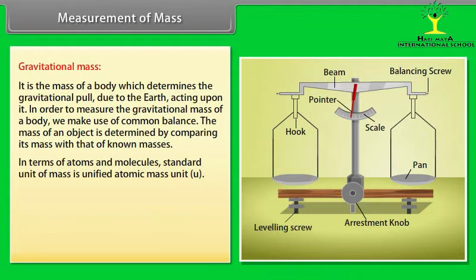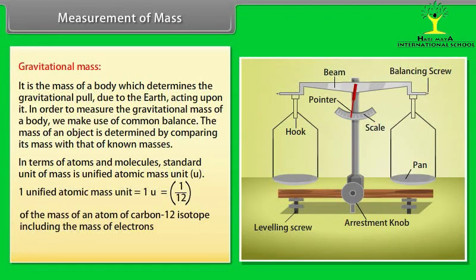In terms of atoms and molecules, the standard unit of mass is the unified atomic mass unit, that is u. One unified atomic mass unit, 1 u, is equal to 1/12 of the mass of an atom of carbon-12 isotope including the mass of electrons, which is equal to 1.66 × 10^-27 kg.